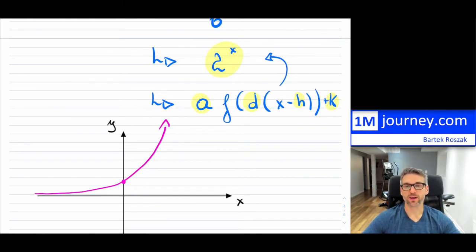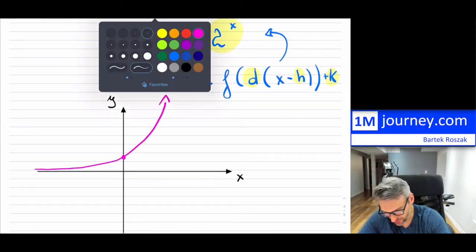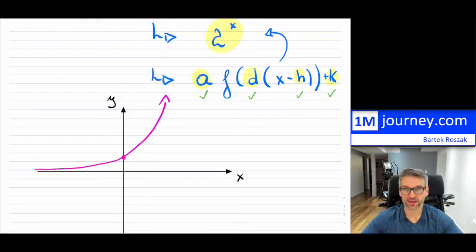And now I'm going to adjust one by one based on the values of this particular A, D, H, and K. And if you're sketching, do it one by one. Don't be brave and try to do it all together. Just do it one by one. That's kind of the beauty of these transformations with exponentials and some other parent functions as well that you probably have studied in grade 11.